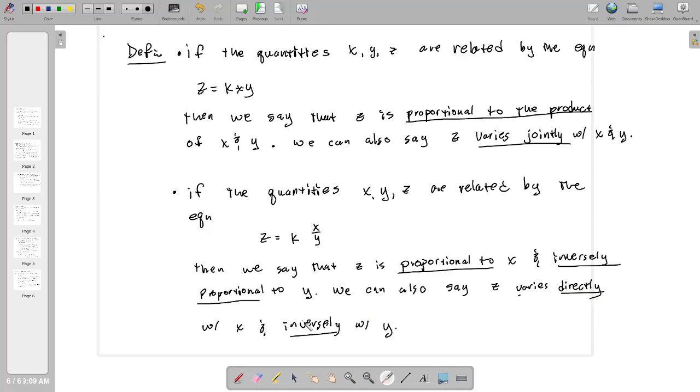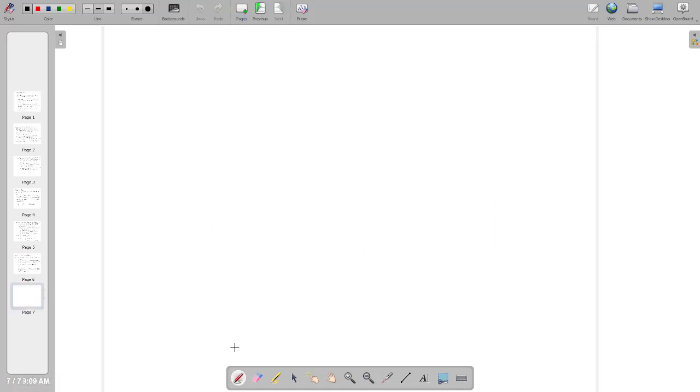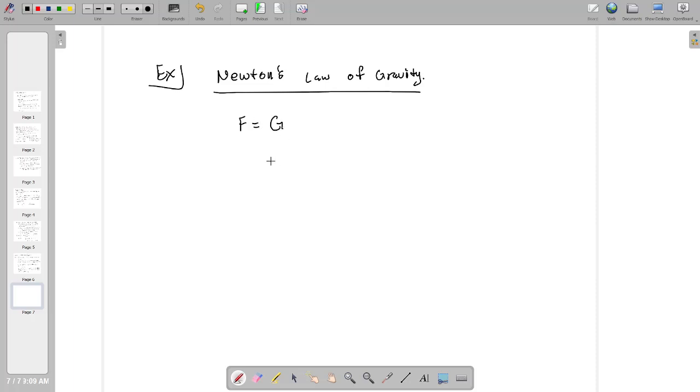Let's do an example of this because most equations actually don't have a direct or inverse variation alone. Most pairs of variables anyway. Most of the time we actually have multiple variation. This example is Newton's law of gravity. So if we have the force of gravity is equal to G, which is a constant, G is the gravitational constant, times m1 times m2 divided by r squared, where m1 and m2 are masses of the two objects, and r is the distance between those two objects.